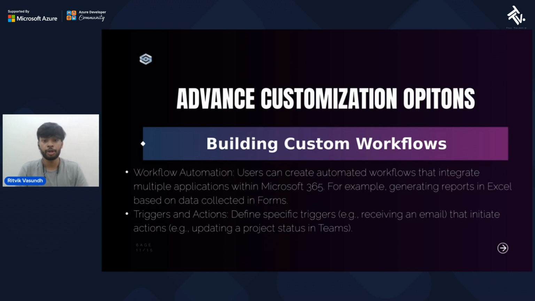Now, advanced customization options. Let's say building a custom workflow. If you want to automate making a workflow, it's a bit of a hectic task, I would say. But if you want to do it, you can create an automated workflow that integrates multiple applications within Microsoft 365. That is all the features: presentations in PowerPoint, Excel sheets, Word documents, the whiteboard, and Microsoft Teams, integrating everything. Then it generates reports in Excel based on CSV files. That's where the power of Copilot comes in.